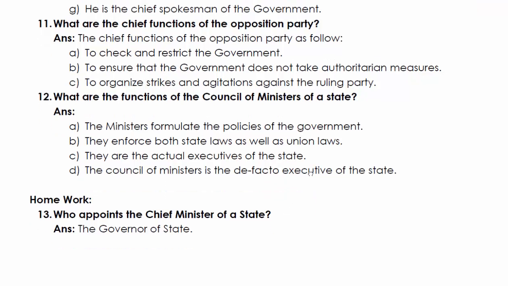Don't forget all that. Homework question number 13. Who appoints the chief minister of a state? The governor of a state. Okay. The governor of a state appoints the chief minister of a state. Who appoints the prime minister of India? The president appoints the prime minister of India. Isn't it so? So likewise, even the chief ministers in Manipur, in Nagaland, wherever, basically they are appointed by the governor of a state.